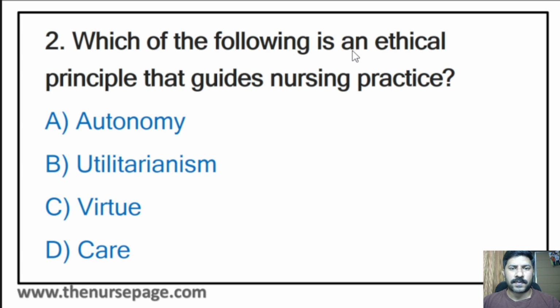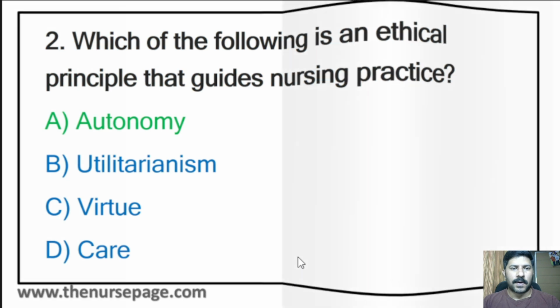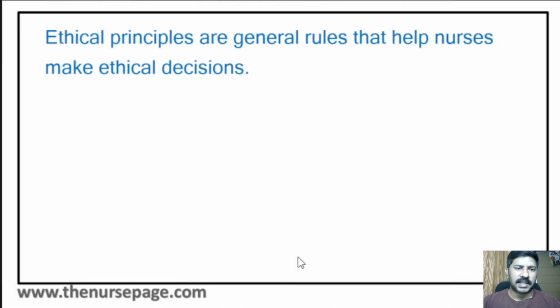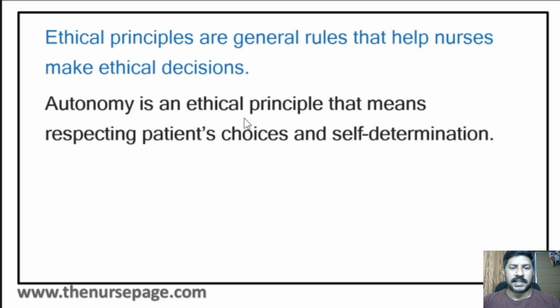Second question, which of the following is an ethical principle that guides nursing practice? Autonomy, utilitarianism, virtue, care. The correct answer is autonomy. Autonomy is an example of an ethical principle. Ethical principles are general rules that help nurses make ethical decisions. Autonomy is an ethical principle that means respecting a patient's choices and self-determination. So autonomy gives the power to the patient to decide his treatment.